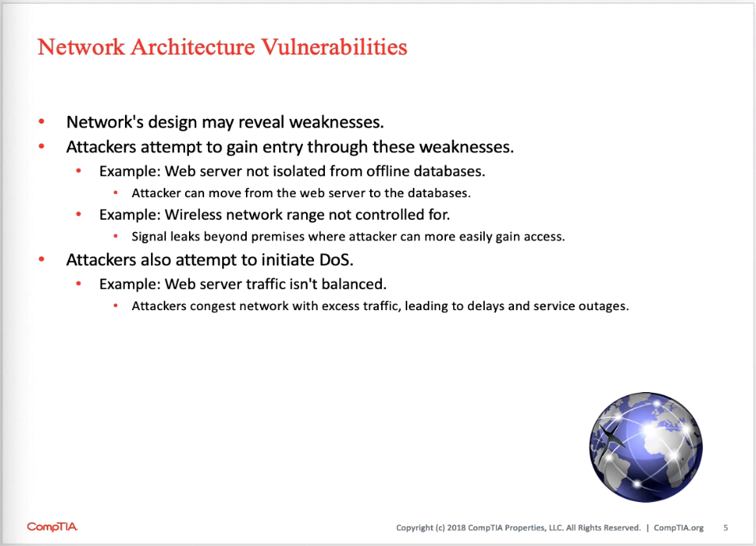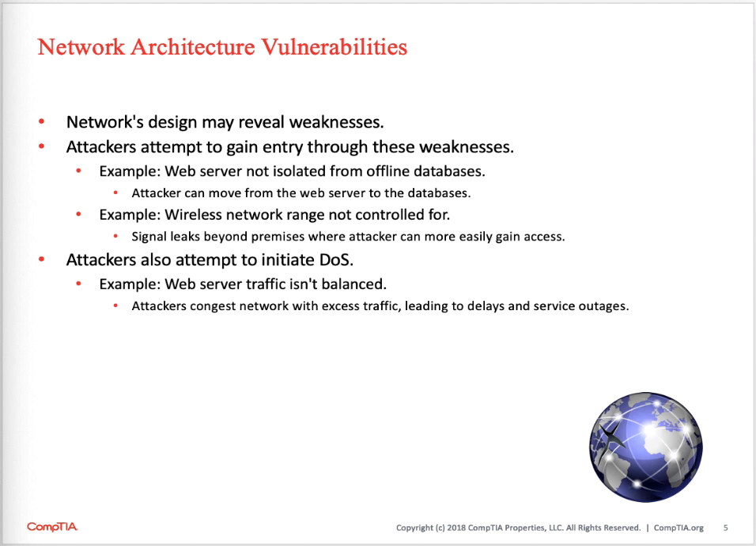Network architecture vulnerabilities. The design of a network can reveal weaknesses for attackers to exploit. An attacker looking to gain entry into a network is going to search for the easiest pathway into that network. So if we place an internet-facing web server and an offline backend database in the same subnet without any separation, then it's going to be easy for somebody to jump from the web server to that offline backend database, right? They might be able to move through the network into that database and extract that information, right?